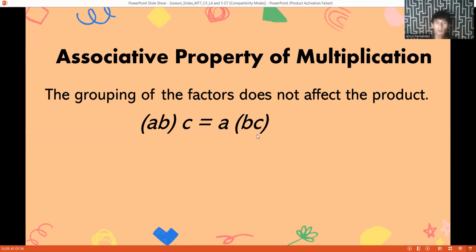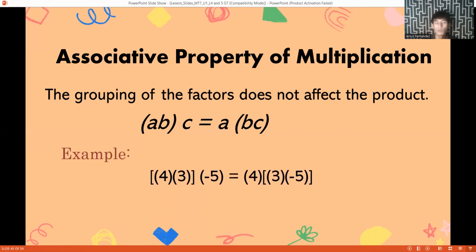Tingnan natin sa example, kung hindi nga niya maapektuhan yung product natin. So we have 4 times 3 times negative 5. Una magkagrupo si 4 and 3. We also have is equal to 4 times the quantity 3 times negative 5. Napalitan yung grupo.